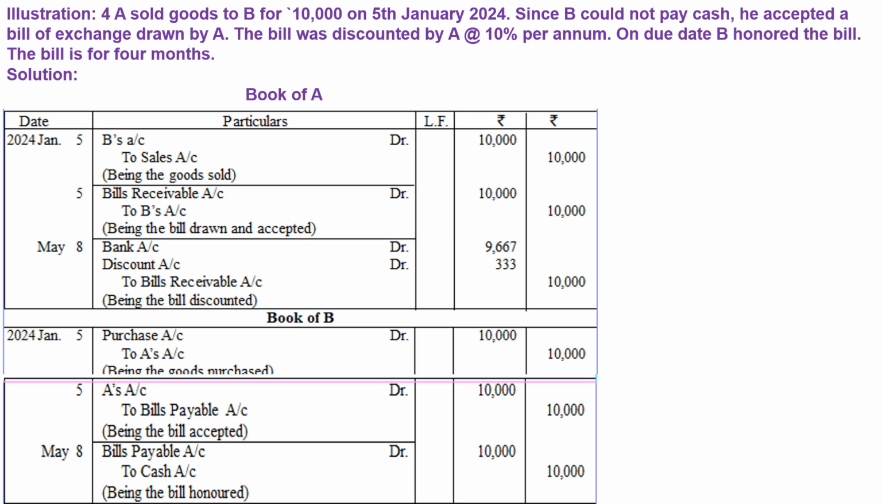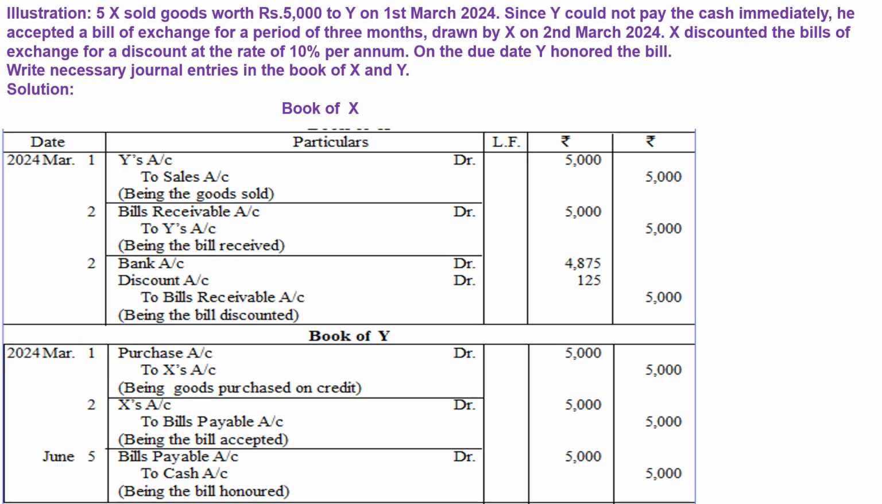Illustration 4. A sold goods to B for 10,000 rupees on the 5th of January 2024. Since B could not pay cash immediately, he accepted a bill of exchange drawn by A. The bill was discounted by A at the rate of 10% per annum. On the due date, B honored the bill. The bill is for 4 months. Solution is presented here.